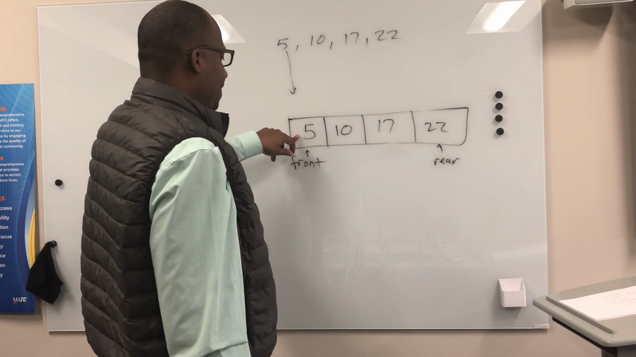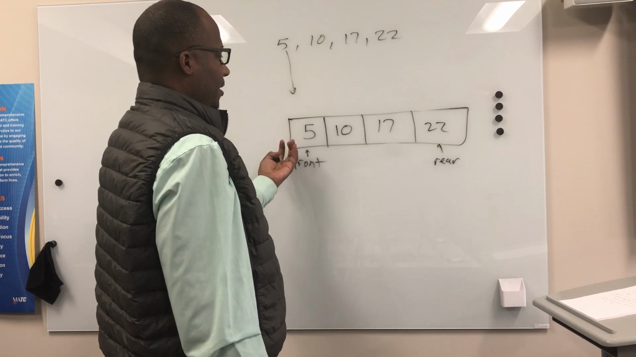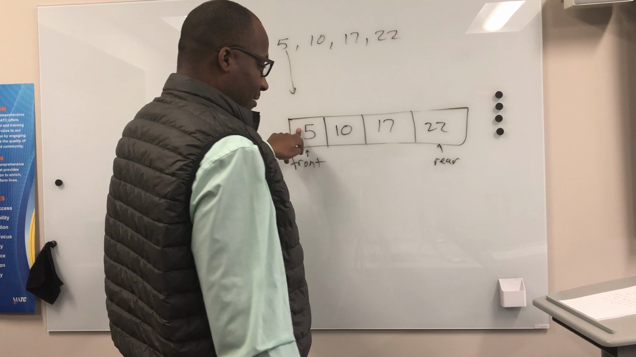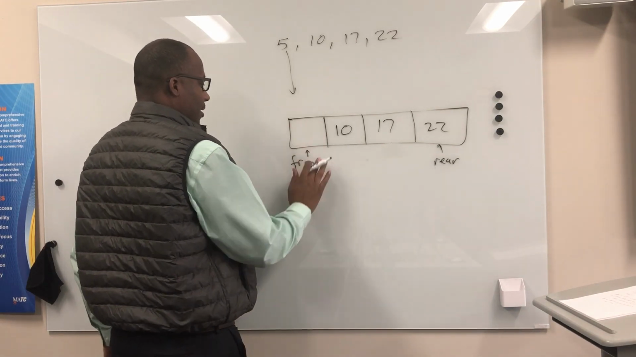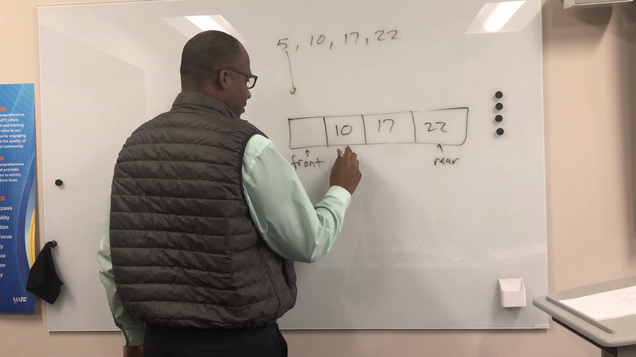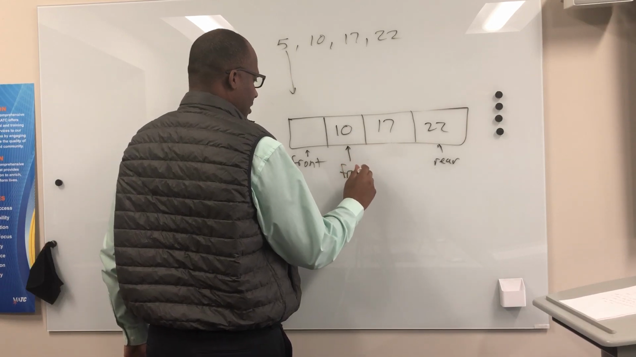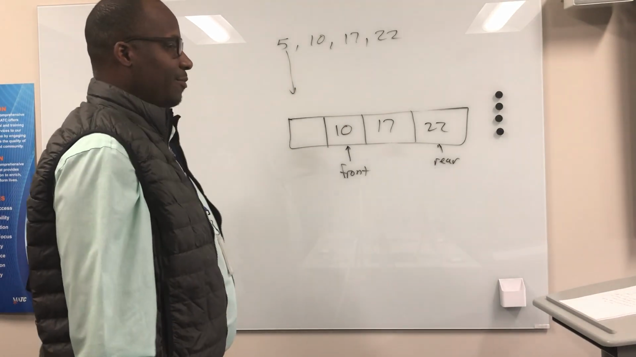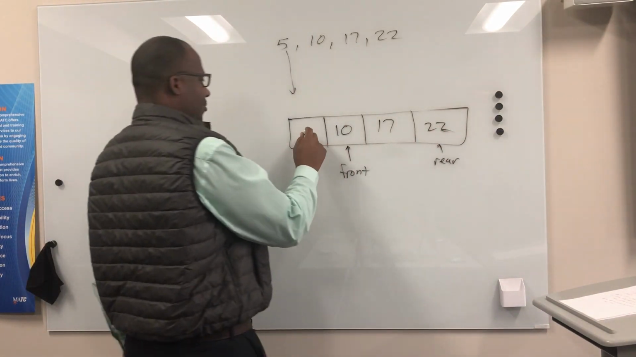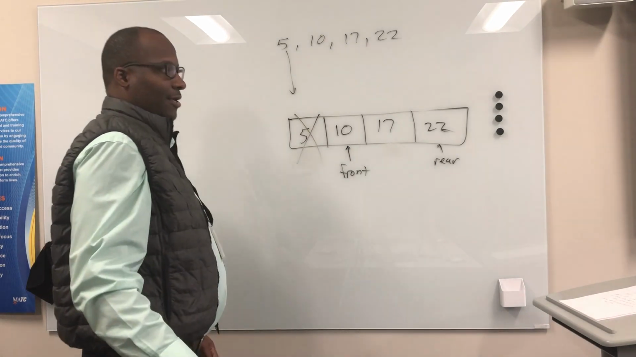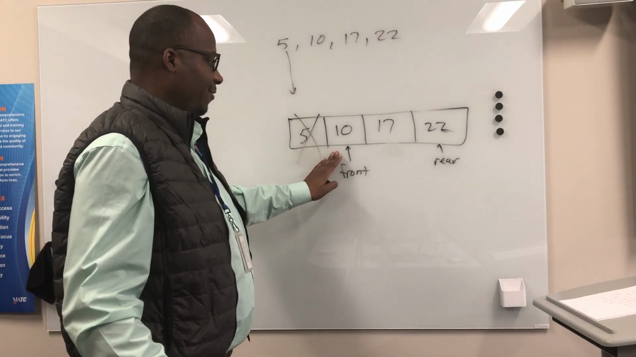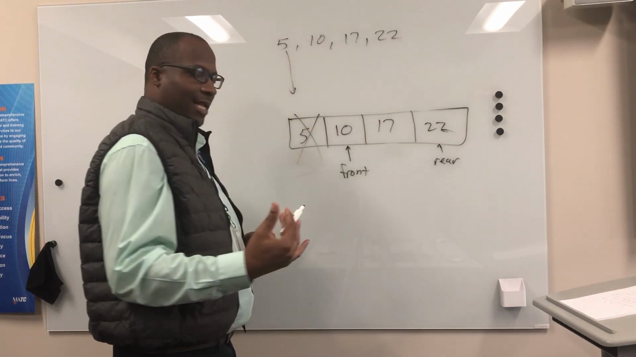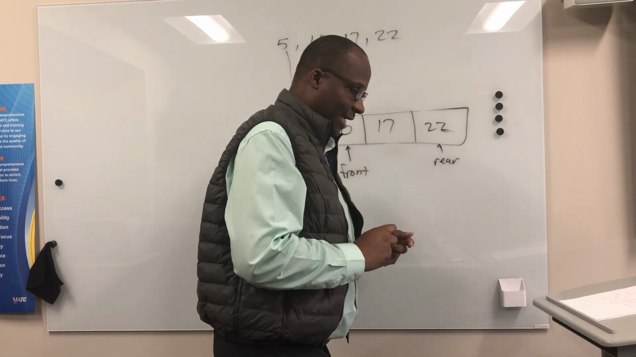So our front now, when we serve this element, or we remove this element, we just point our new front to the next element. And depending on the implementation, you can clean up what was here. But our new front element is here. So this is how queues work. Again, they're first in, first out data structures.